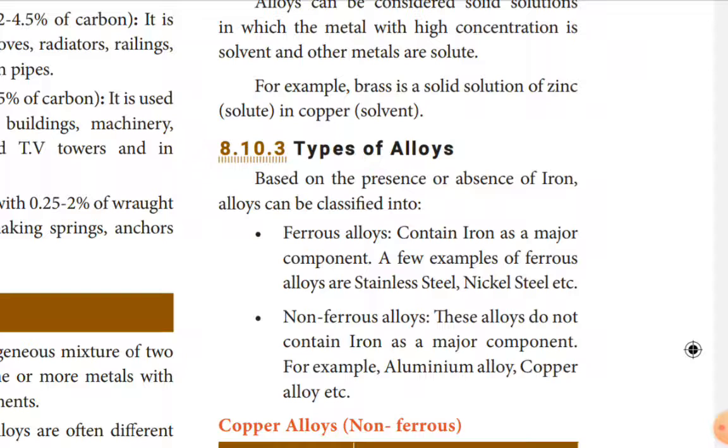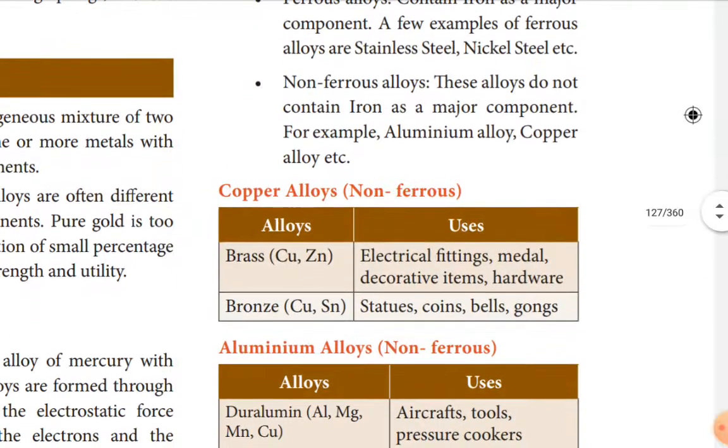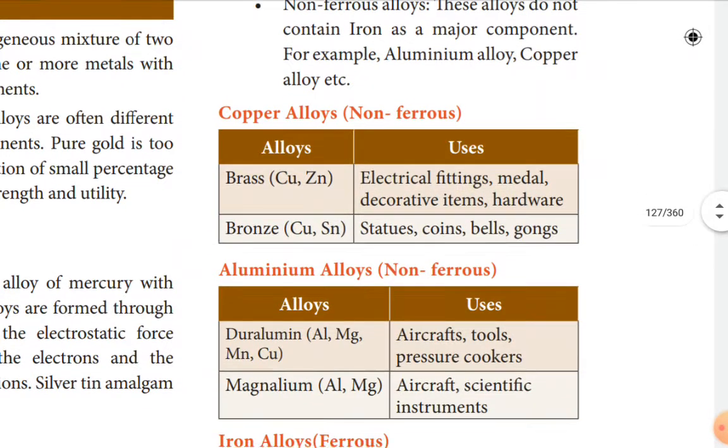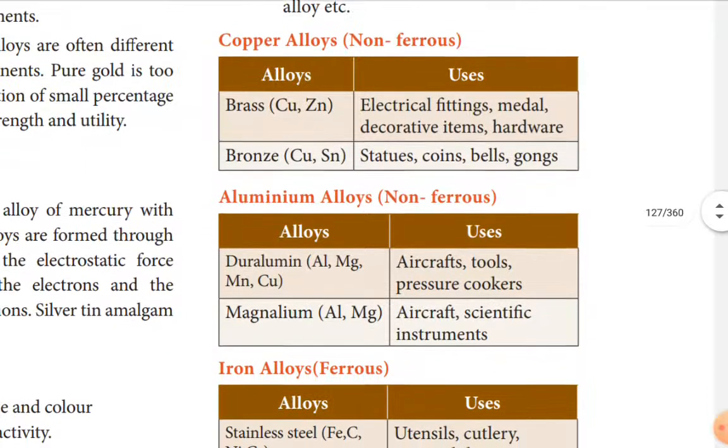So my dear students, there are two types of alloys. The types of alloys are classified based on the presence or absence of iron. When iron is a major component, that is called a ferrous alloy. Example, stainless steel. When iron is not a major component, that is called a non-ferrous alloy. Example, aluminum alloy.